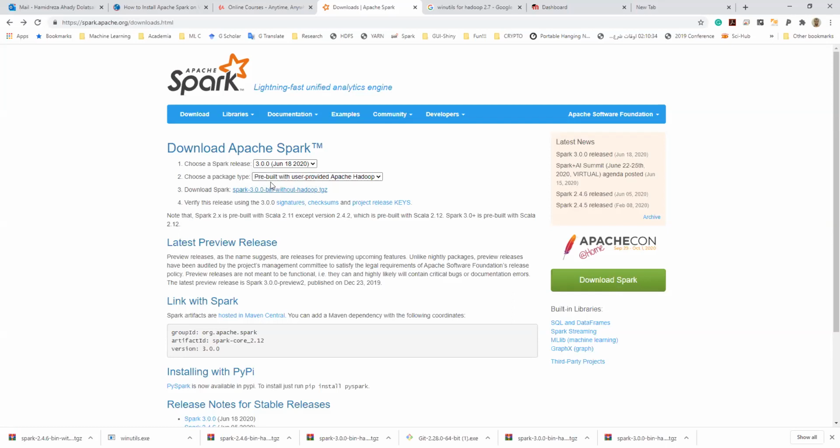And in the second part, you see that Spark is actually a programming tool over Hadoop. So for the second part, you have different instances of Hadoop: 2.7, 3.2, and pre-built with user-provided Apache Hadoop. I select the last one because I already installed Hadoop, so I can install Apache Spark over Hadoop. But if you haven't installed Hadoop, you need to select either of the first two options, either Hadoop 2.7 or 3.2.